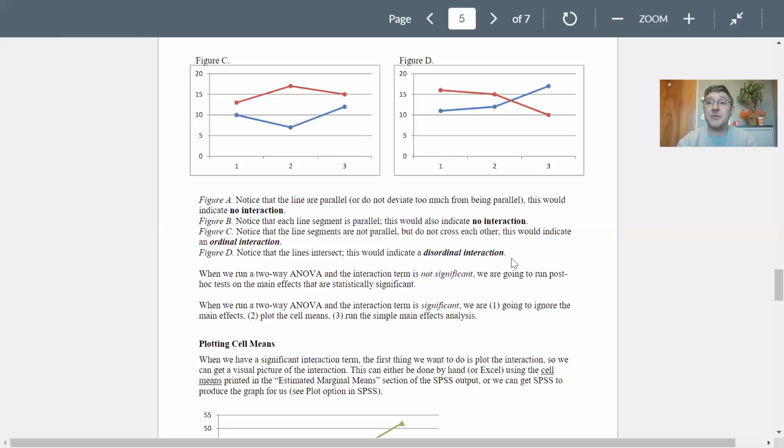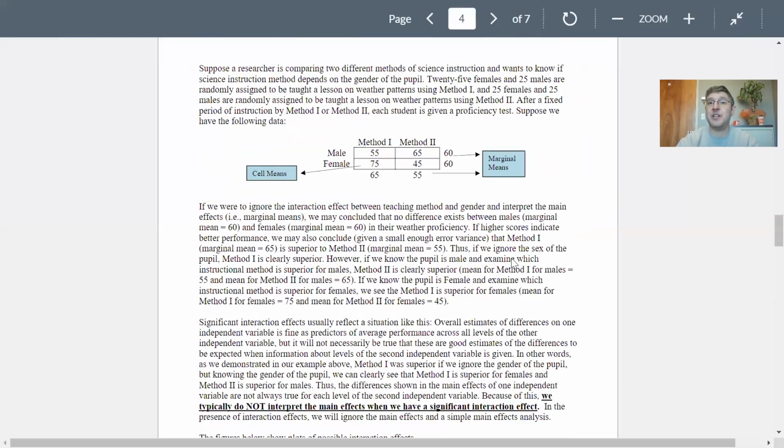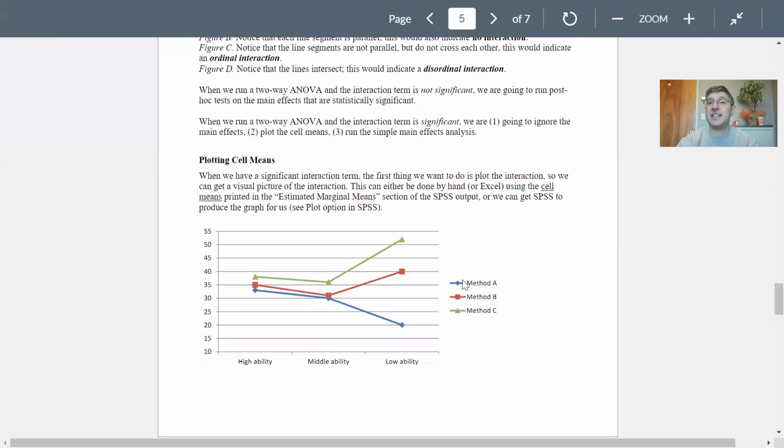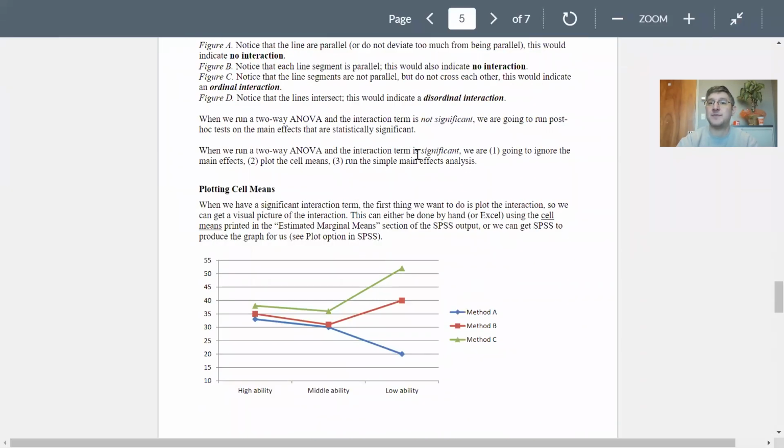So basically, our first rule of thumb is that when we run a factorial between subjects ANOVA and the interaction term is not significant, then we can interpret the main effects. We would interpret these marginal means here. We'll interpret the main effects in the table and run post hoc tests on any of the main effects that are statistically significant, especially if there are three or more groups.